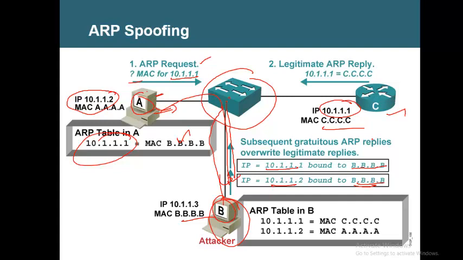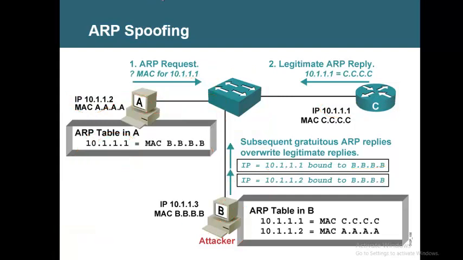This can be prevented with the same concept that we enabled earlier, DHCP snooping. The DHCP snooping table knows what the real MAC address is for 10.1.1.1 because this IP address is learned initially from a DHCP server. The DHCP server gave 10.1.1.1 to CCC. It is recorded in this table here.